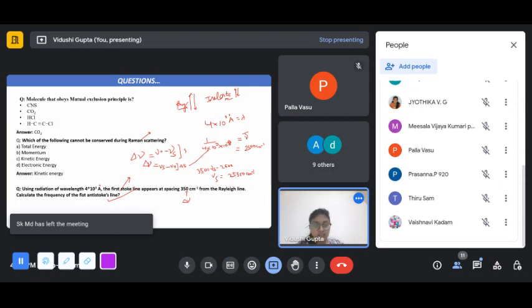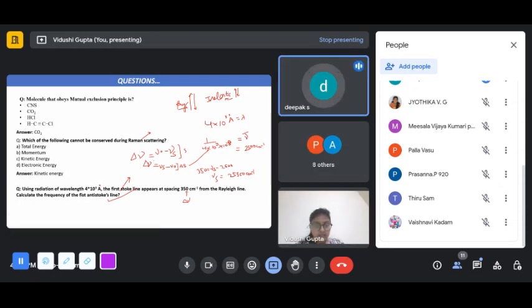Is it clear? Ma'am, actually, this wave number value, we are getting like 25,000 centimeter inverse. It's not 2,500, I believe. Yeah, when you do the calculation, it will be 25,000. Is it clear? Yes, ma'am. So just remember these two formulas.